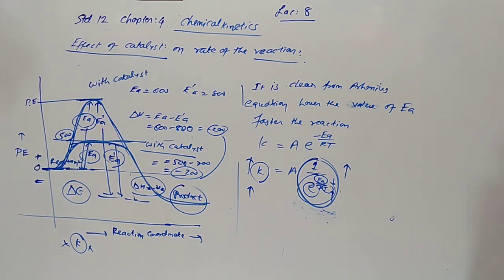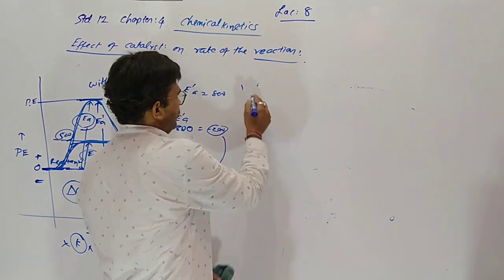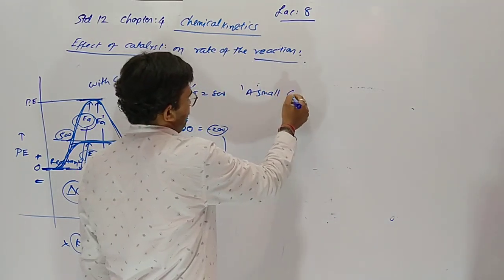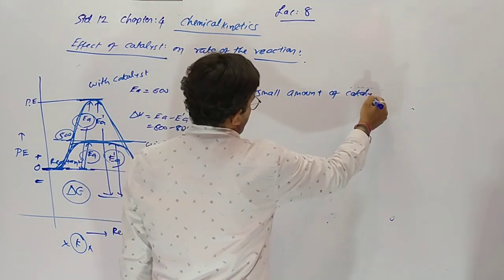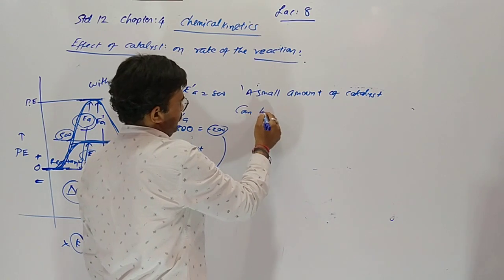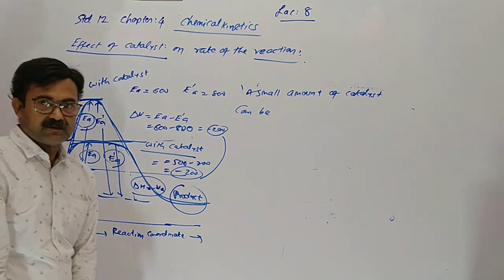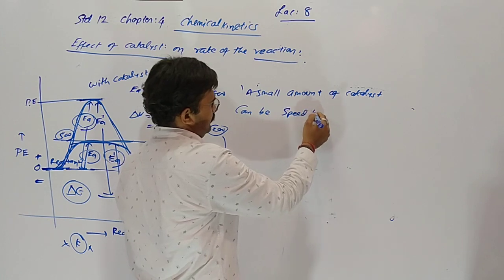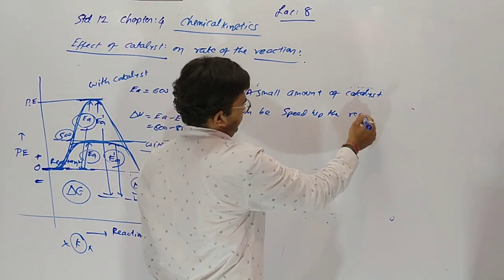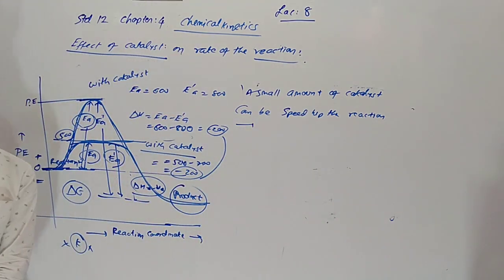A small amount of catalyst can speed up the reaction because it's not taking part in the reaction.